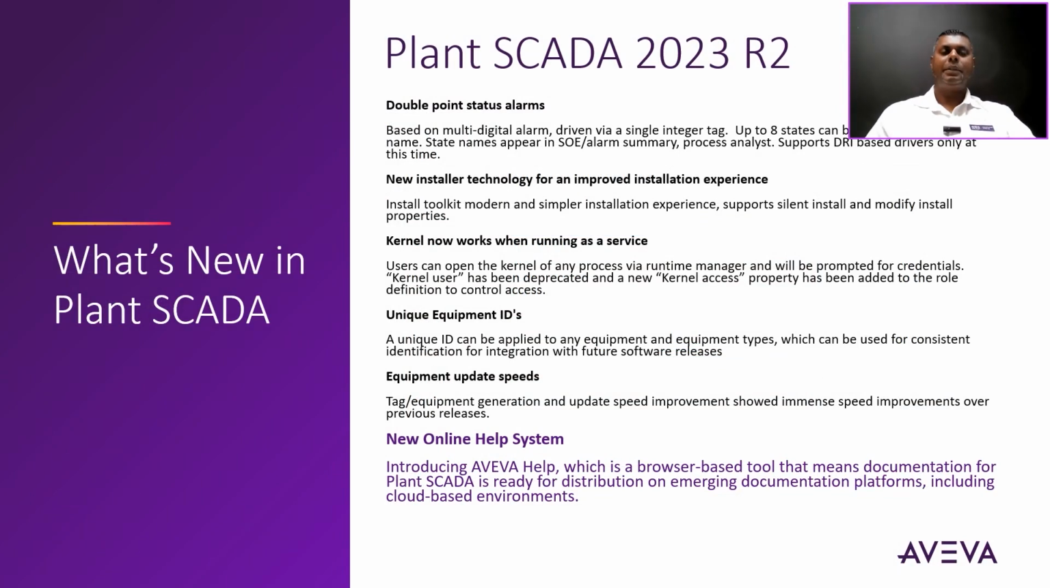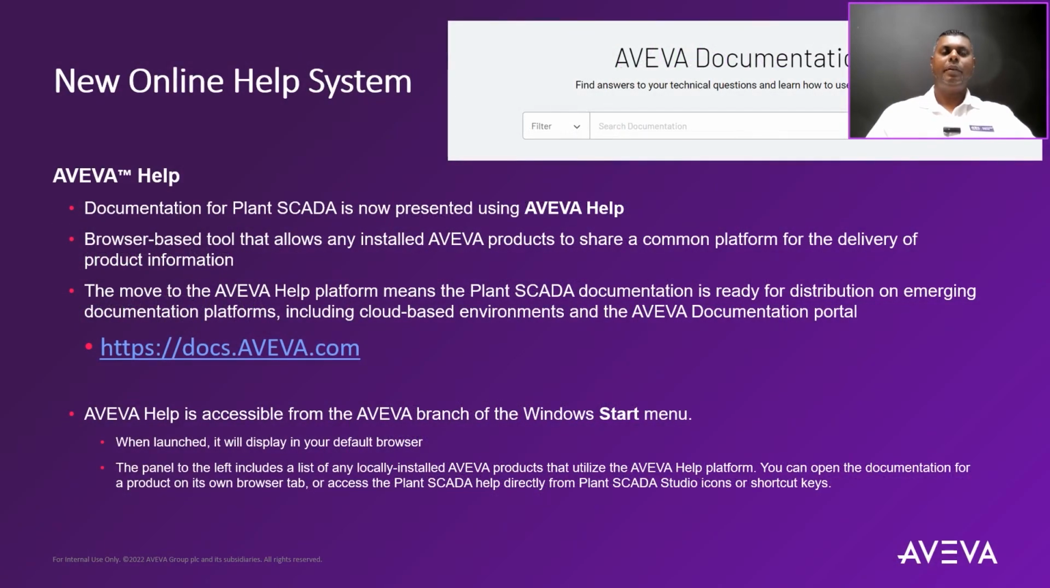The new online help system is a browser-based tool that means documentation for Plant SCADA is ready for distribution on emerging documentation platforms, including cloud-based environments. Plant SCADA is now aligning towards the AVEVA help standard, which is browser-based, that allows any installed AVEVA product to share a common platform for the delivery of product information. The online version of Plant SCADA will be the most up-to-date revision of the help file located at docs.aveva.com in alignment with the rest of the portfolio.